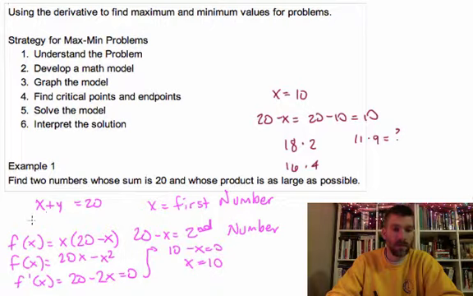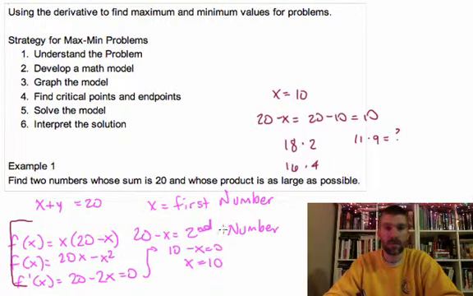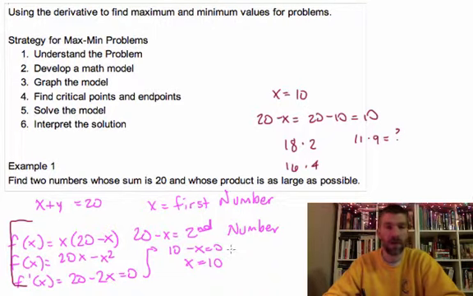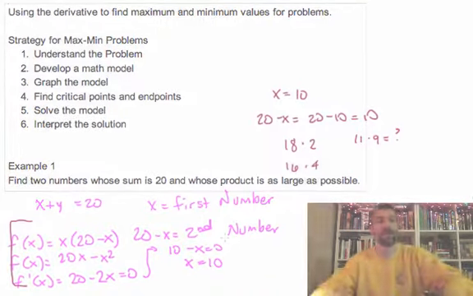Well, set up a mathematical model, take a derivative and find critical points, and then solve it. And that's how it works. So this is a simpler problem right here. We'll check out some other ones on the following slides that are a little bit more exciting.